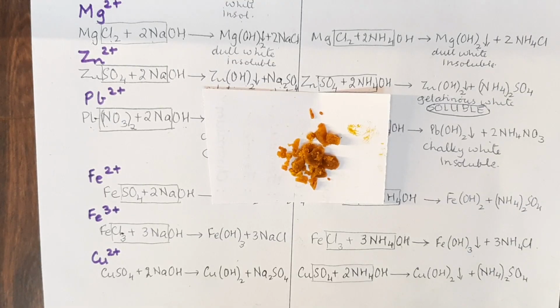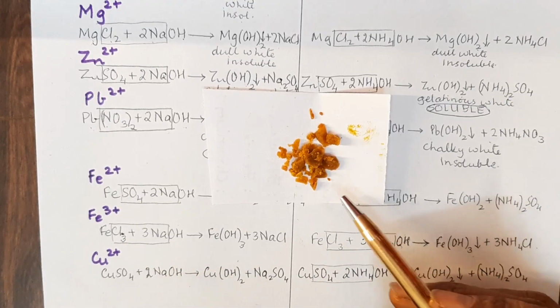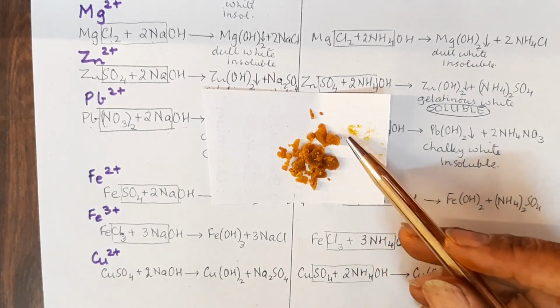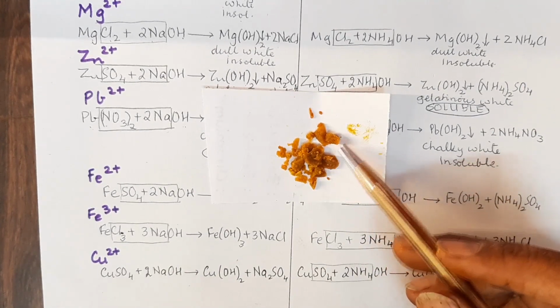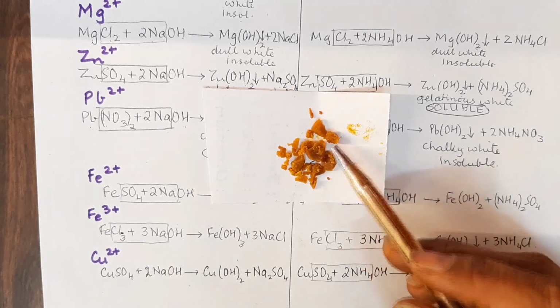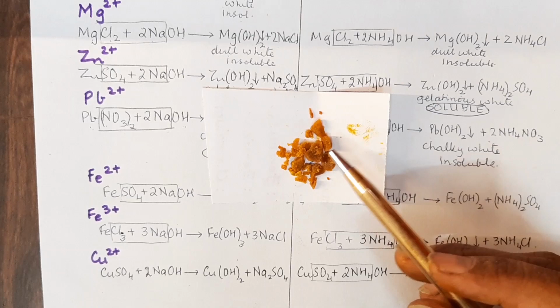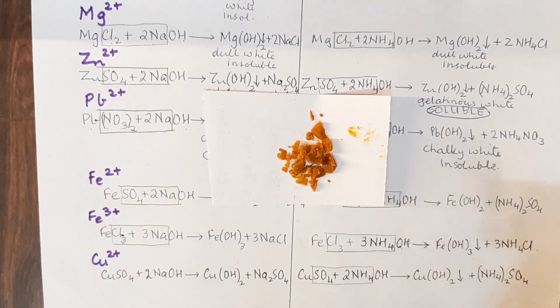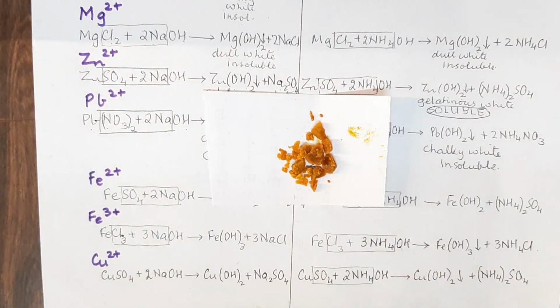We come to Fe3+, and here we have FeCl3. You can see the chunks of FeCl3. Now this is a highly deliquescent substance, and so within no time it is going to absorb moisture from the atmosphere and dissolve in it. Let us see how we make the solution of it. As you can see, FeCl3 has already dissolved in the atmospheric moisture. Can you see this? You can see the glistening droplets of FeCl3.